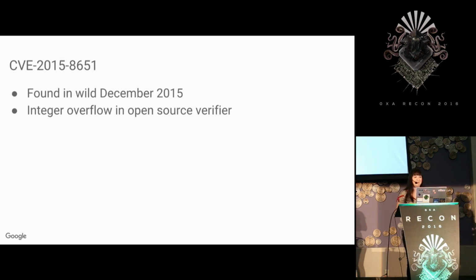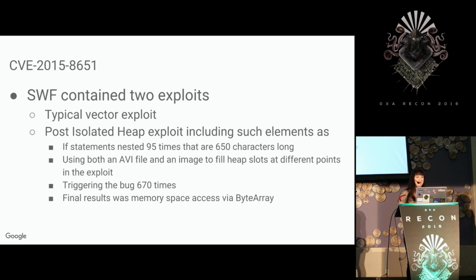So to give an example of the impact of these mitigations, I'll share with you this bug, which was found in the wild in December, and it wasn't the most interesting bug in itself. It was an integer overflow in the open source verifier. But what was interesting was that the SWF contained 2 exploits. One was pre-August, and it was a typical vector exploit. And then one of them was recent that got around the mitigations.